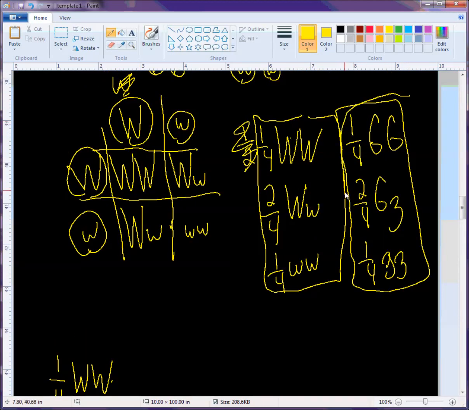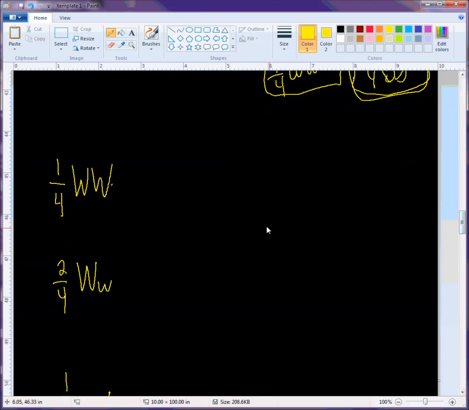We already know that 1/4 of the plants are going to have these two big G alleles, 2/4 are going to have a big G and a little g, and 1/4 are going to have two little g's. So we can use the forked line method because we have that ratio for the G alleles. Well, now we know that 1/4 of these plants with two big W alleles are going to have two big G alleles, and 2/4 are going to have a big G and a little g, and 1/4 are going to have two little g's.